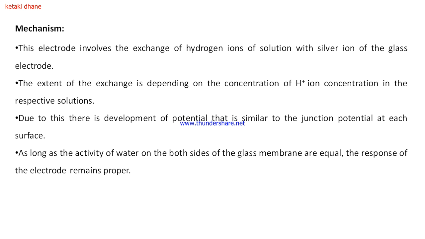Now the mechanism of this glass electrode is that this electrode involves the exchange of hydrogen ions of the solution with the silver ion of the glass electrode. Now the extent of hydrogen ion concentration depends upon the respective solution in which it is dipped. Due to this there is a development of potential difference that is similar to the junction potential at each surface. As long as the reaction is proceeding, the activity of water on both sides of the glass membrane is equal, and the response of the electrode remains proper.